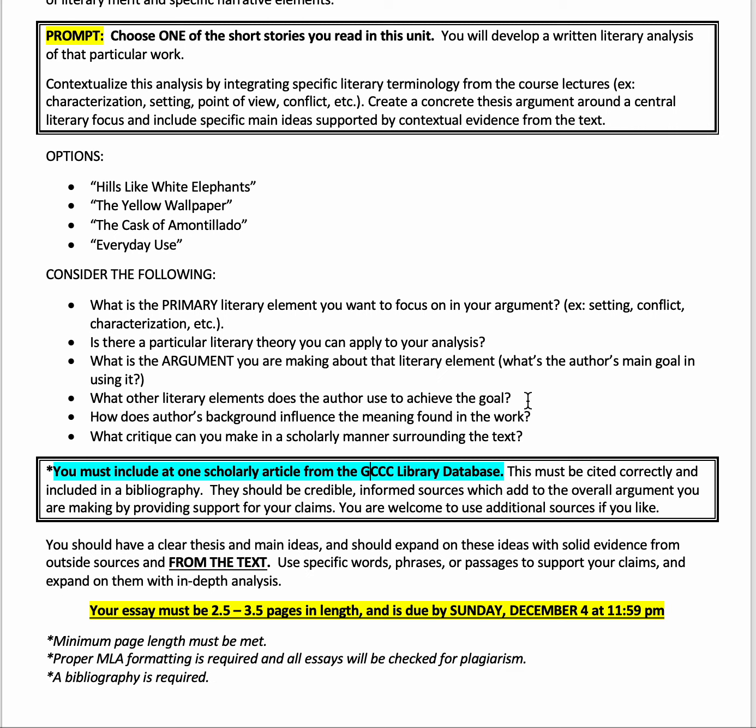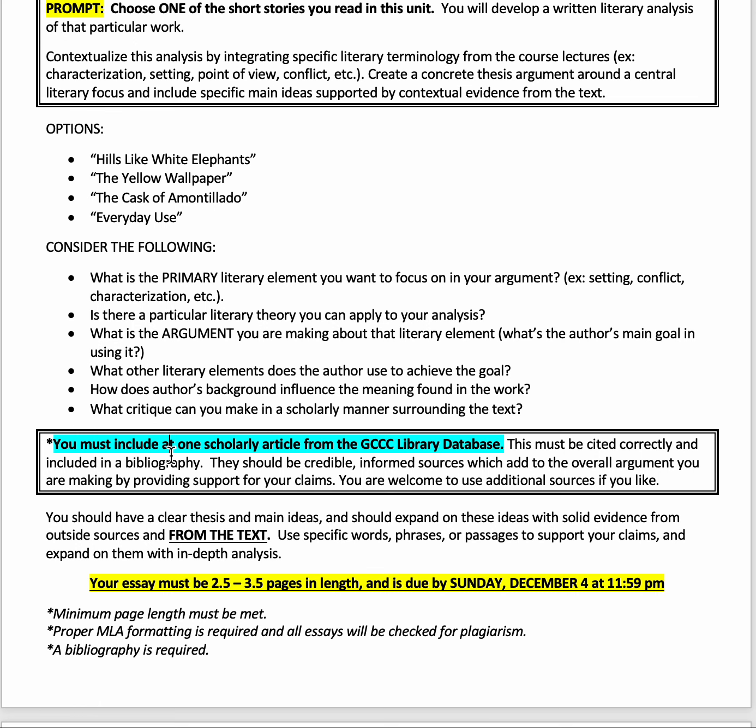Why, for example, in Hills Like White Elephants, doesn't Hemingway just come out and say, this is about abortion, right? Because there's something he's trying to do with that. So, what other literary elements does the author use? While you should have a certain main focus, that doesn't mean you can't talk about other things.